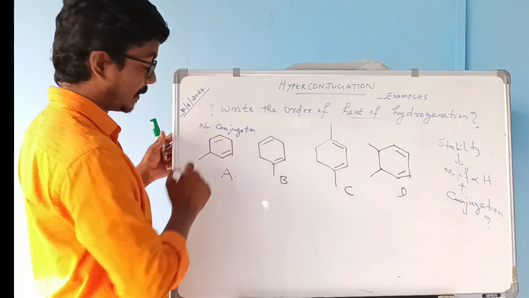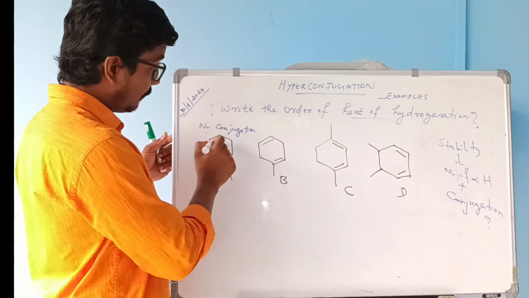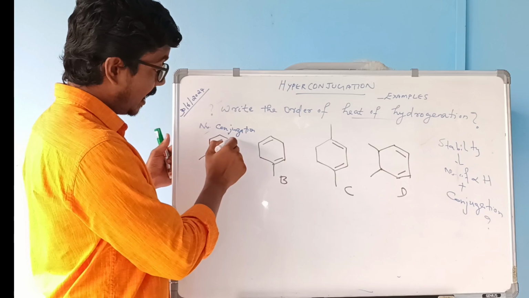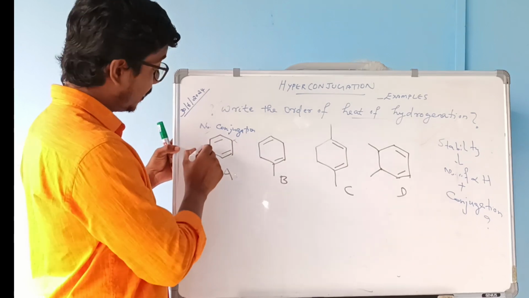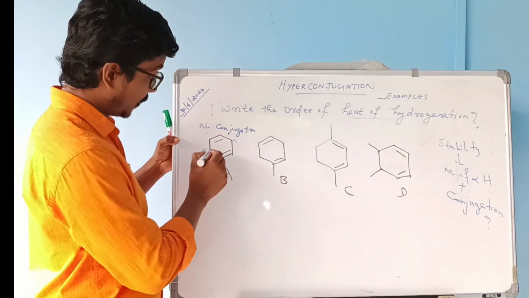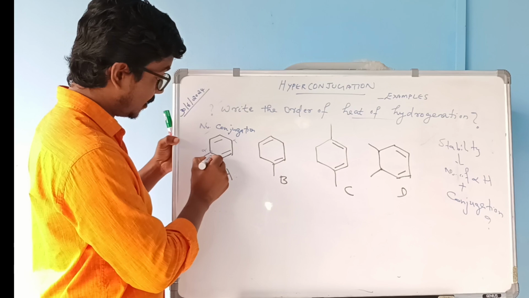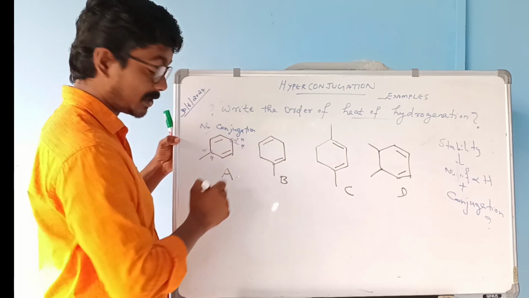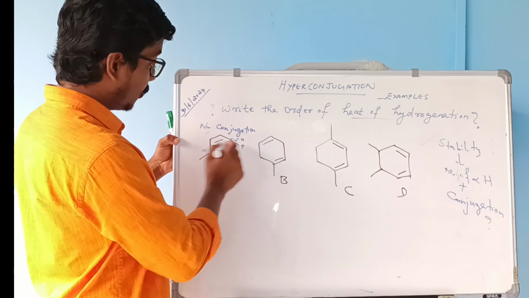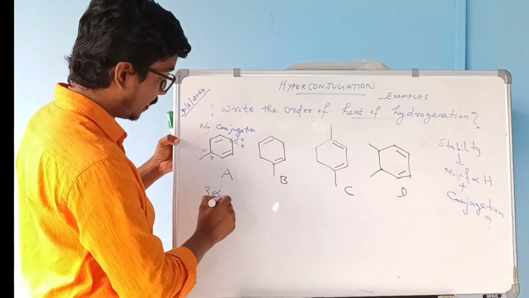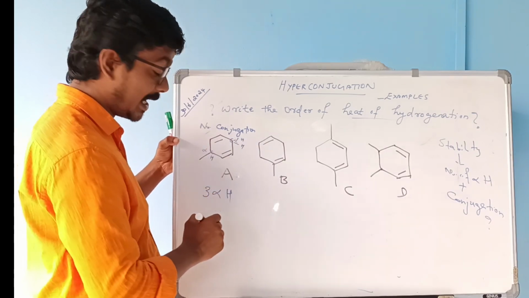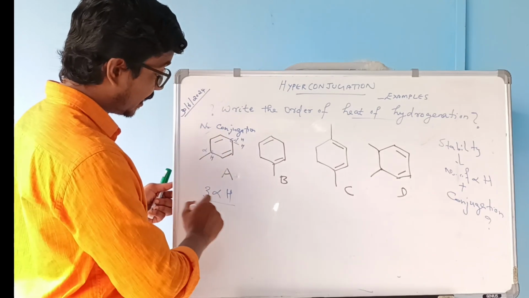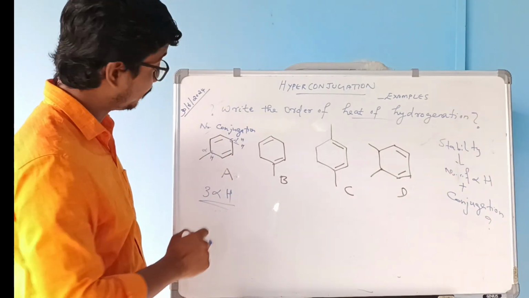So we can write it as no conjugation, right? But when we consider hyperconjugation, here this is an alpha carbon and this is also an alpha carbon. So here is CH3, here is CH2, CH. So 1, 2, 3 alpha carbons. 3 alpha hydrogens and 2 alpha carbons. Right? 3 alpha hydrogens in the case of compound A.